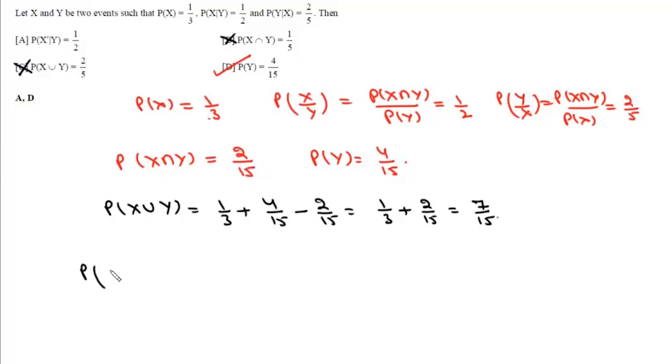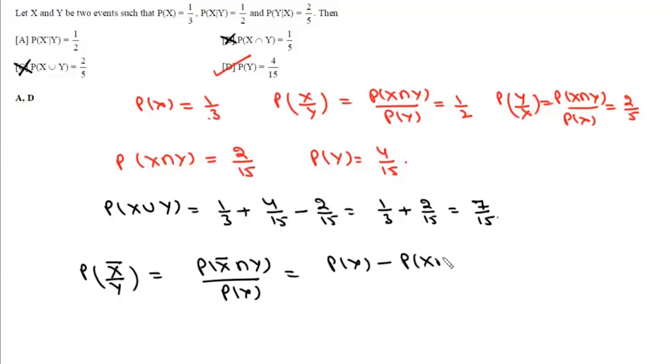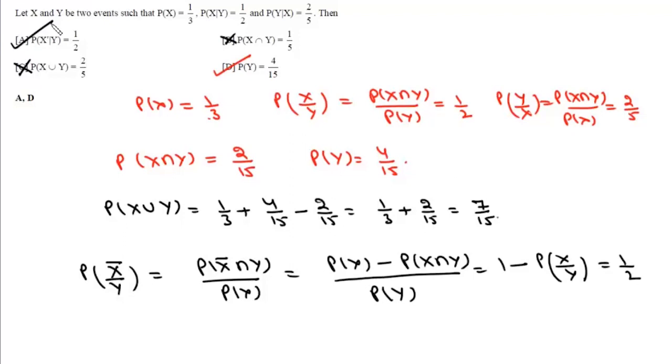Now we have to find P(X naught upon Y). Now P(X naught upon Y) is P(X naught intersection Y) upon probability of Y. Now this is probability of Y minus probability of X intersection Y upon probability of Y, which is nothing but 1 minus probability of X by Y, which is 1 minus 1 by 2, and that is 1 by 2. That means option A is also correct. So the correct options are A and D.